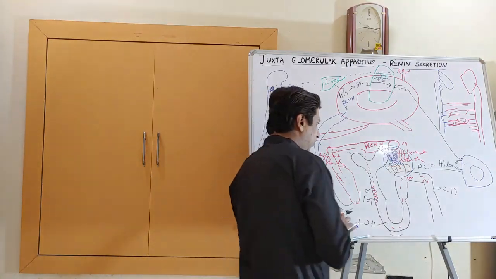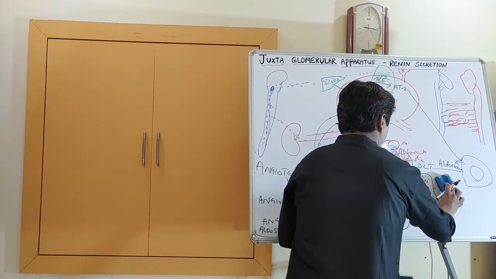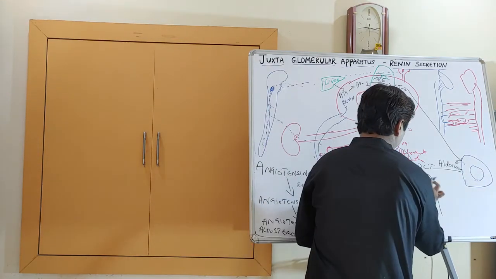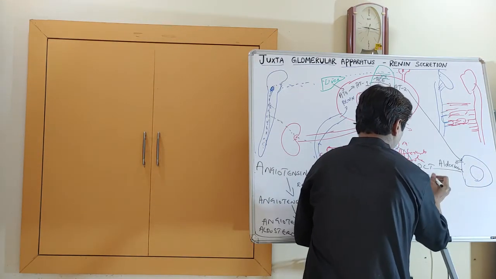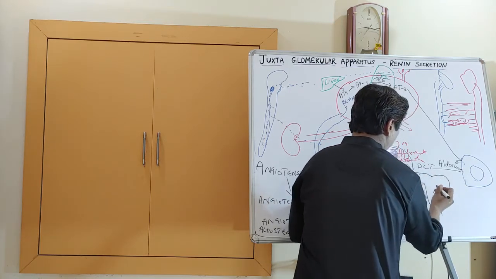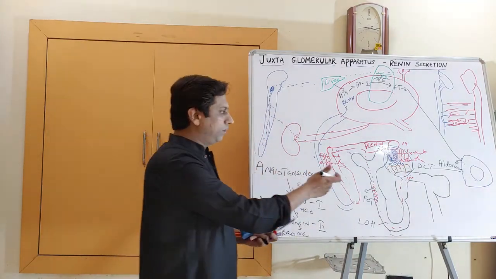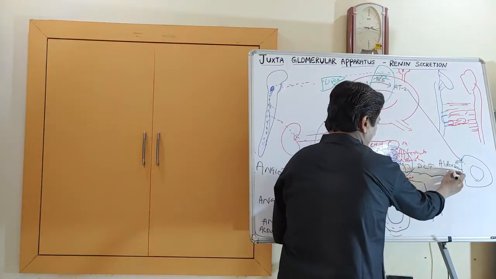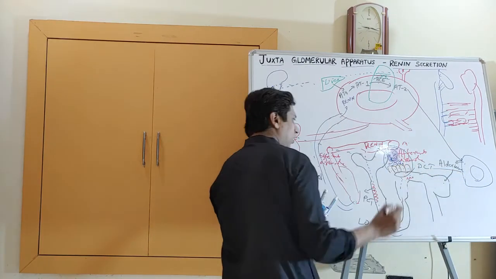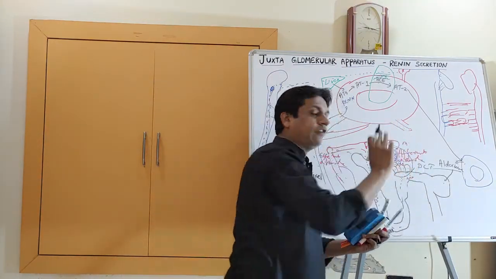This aldosterone basically acts in the collecting tubules of the nephrons, that is the distal convoluted tubule and the collecting duct. It acts on the principal cells of the tubules. I'll just enlarge one cell here. This aldosterone will enter the principal cells of the renal tubule, the nephron tubules.